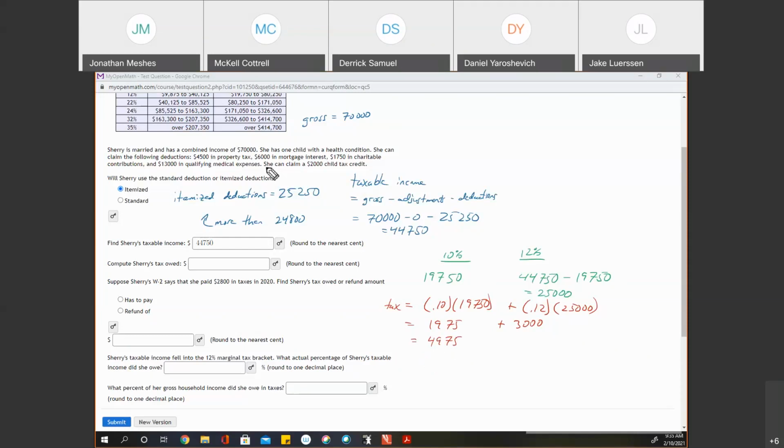All right, and this one's a little bit sneaky because it's written up here, but it says that she can claim a $2,000 child tax credit for her one child. So our tax owed is going to be 4,975 minus 2,000, because of the credit. So when I subtract off the credit, we'll have $2,975. So that's the amount of tax owed.